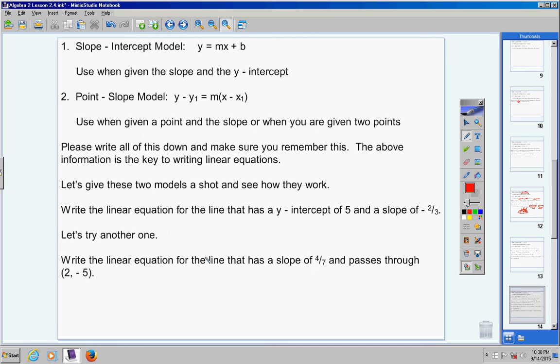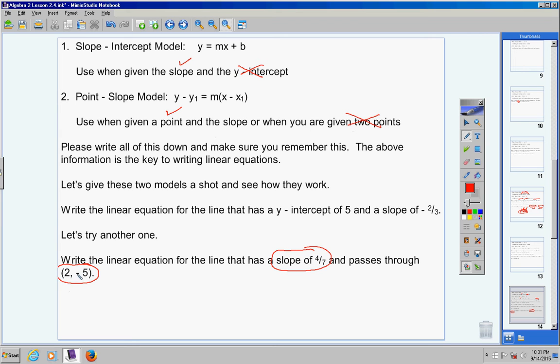In this problem here, I'm giving you a couple of different things. I want you to write the linear equation for the line that has a slope of 4/7 and passes through this point right here. So did I give you the slope and the y-intercept? Well, I gave you the slope, but I didn't give the y-intercept. Did I give you 2 points? No, I gave you 1 point, not 2.